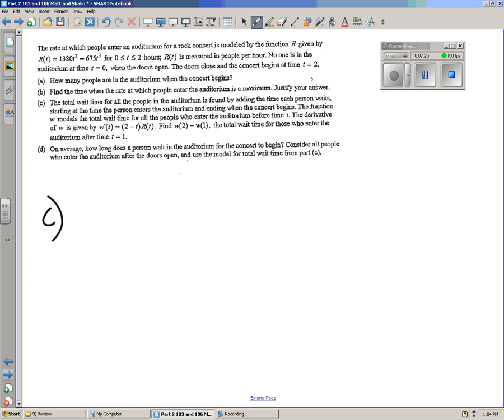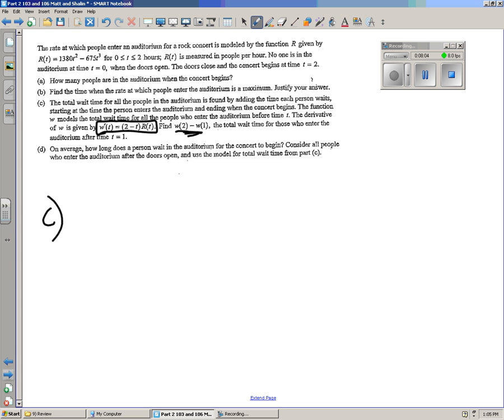So C is asking us to find the total wait time for all the people in the auditorium, found by adding the time each person waits, starting at the time the person enters the auditorium and ending when the concert begins. Function W models the total wait time for all the people who enter the auditorium before time t. The derivative of W is given by this. So this is very important for us. Keep that in mind. And we need to find this W of 2 minus W of 1, which is the total wait time for those who enter the auditorium after time 1.